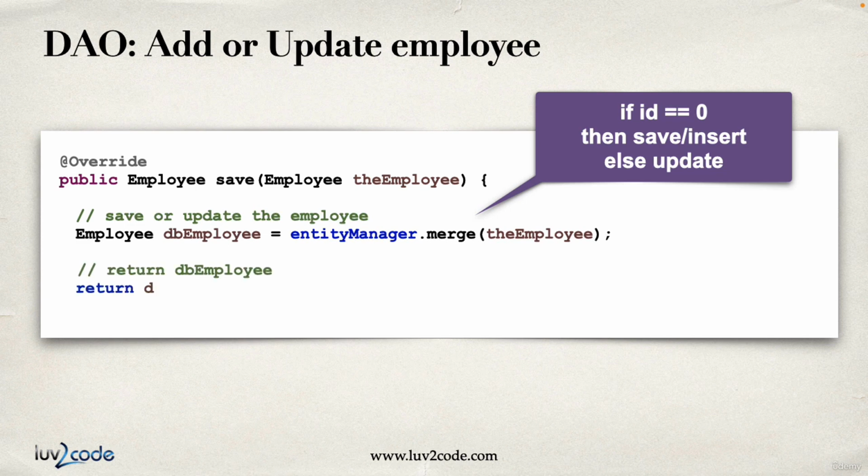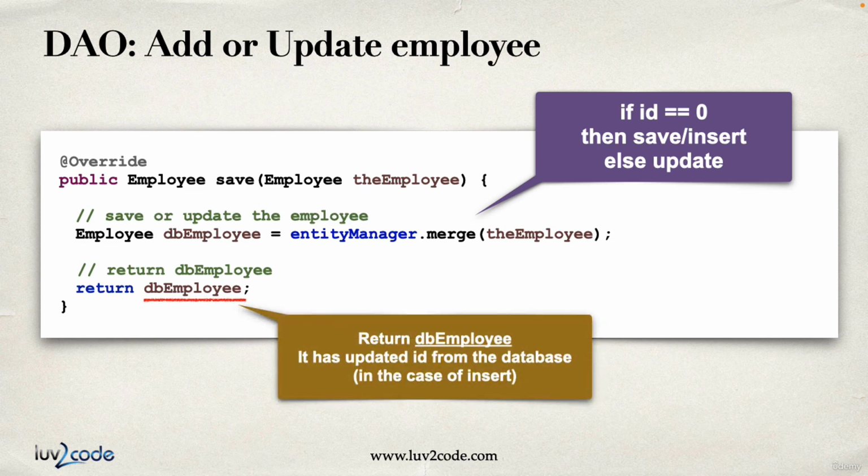So here at the bottom, we say return dbEmployee. It's really important that you return the dbEmployee. This is the one that's been updated from the database. So it has the updated ID from the actual database in the case of an insert. So make sure you return the correct one when you make this given return statement, because effectively you want the latest version from the database, not the one that was passed in.